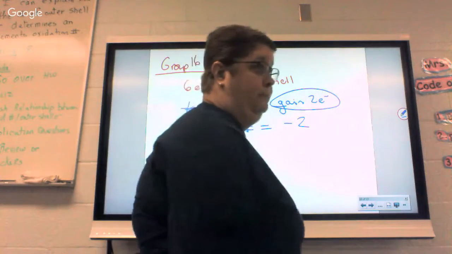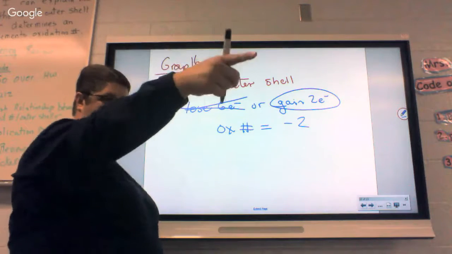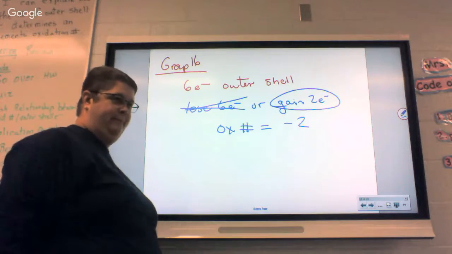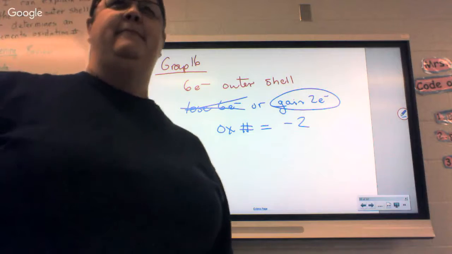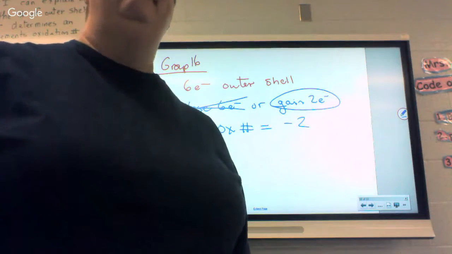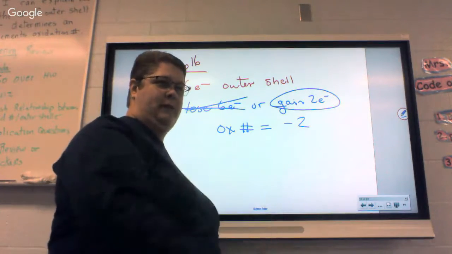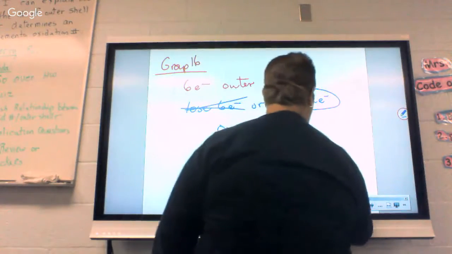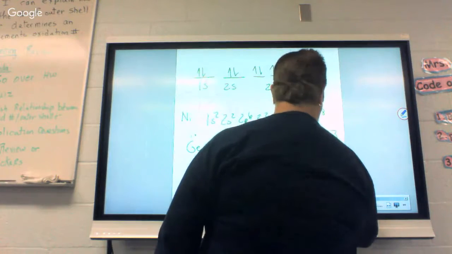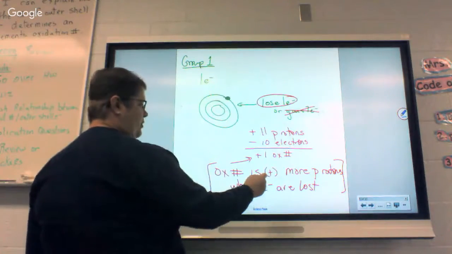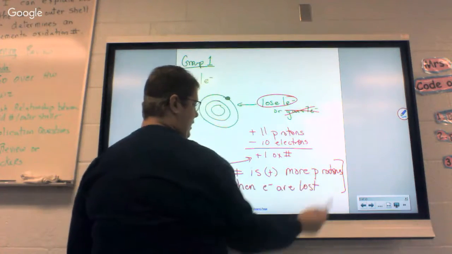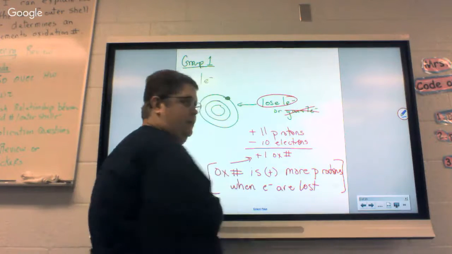However many they lose or gain gives the oxidation number. Exactly. If they lose electrons, it's positive, because you have more protons. The oxidation number is positive because you have more protons when the electrons are lost.